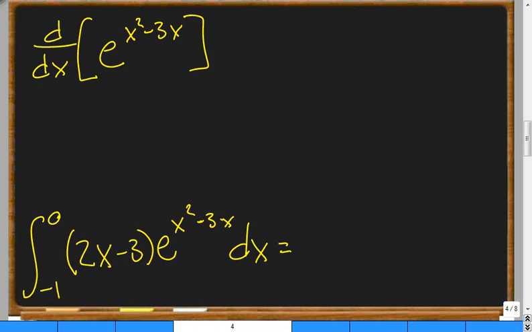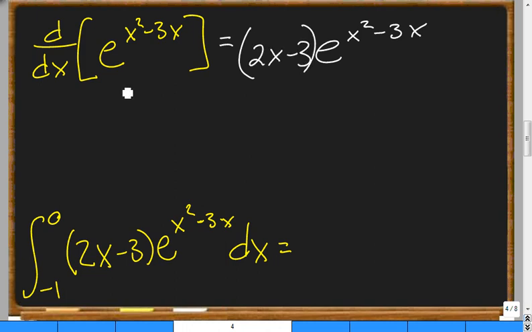We can also do some of these kind of analytically. You know, what do we know? What if we looked at the derivative of e to the x squared minus 3x? Well, we know we're going to end up with e to the x squared minus 3x as part of it, because that's the way that e works. You don't lose any coefficients. But then we have to multiply by the derivative of our exponent, which is going to be 2x minus 3. So the derivative of this equals that.